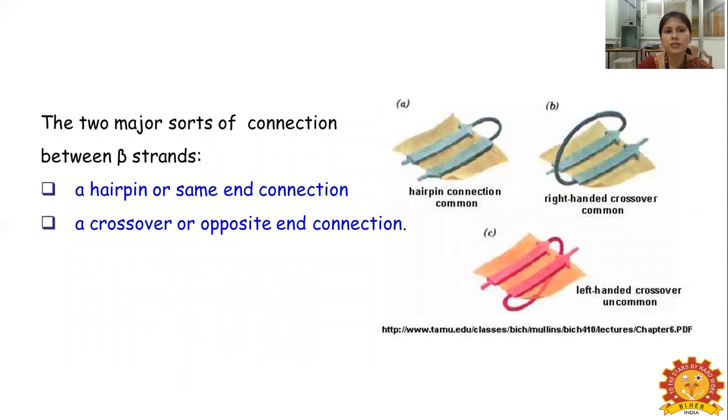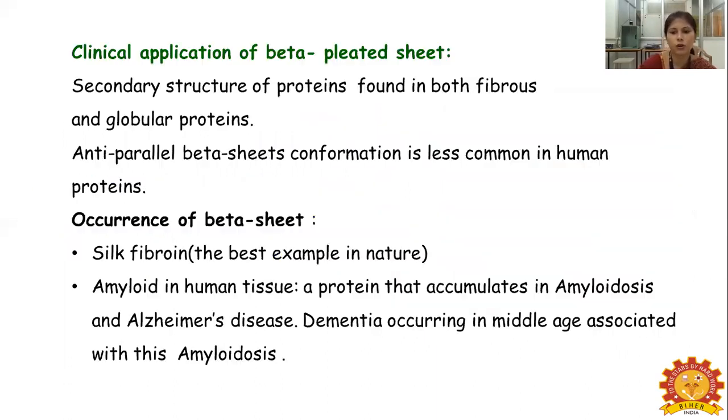The two major sorts of connection between the beta strands are a hairpin structure and a crossover structure. The hairpin is the same-end connection, whereas the crossover is called the opposite-end connection. In the case of the crossover, you can see two types: one is a right-handed crossover, and one is a left-handed crossover.